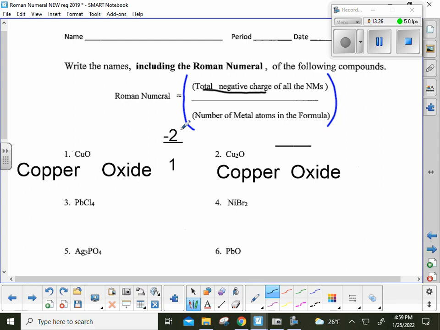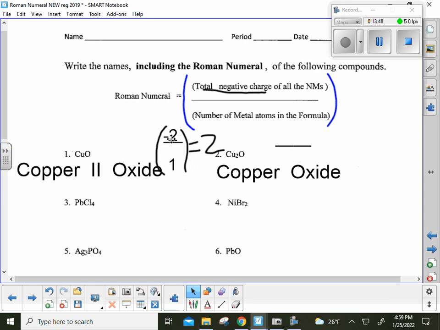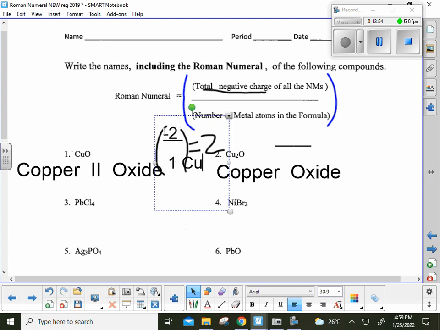So you're basically looking at 2 over 1, and you don't worry about the negative charge. Just totally eliminate it. So that means overall this equals 2. This is the Roman numeral 2 because it's 2 over 1. So you're going to put in copper(II) oxide because it is -2 over 1 copper. You can even put the 1 copper there if you want. Move these around.